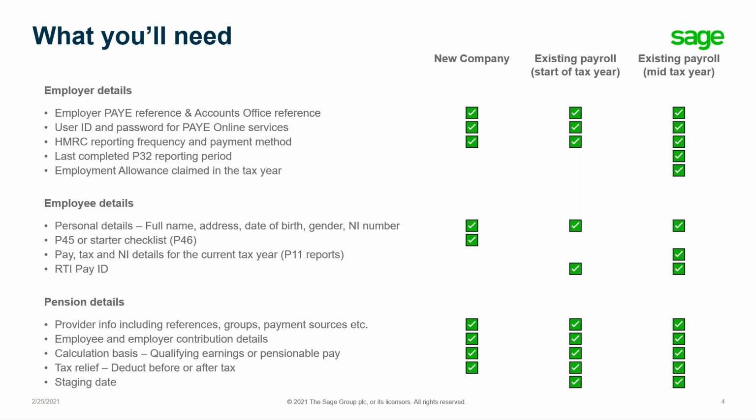And I've then listed some of the pension details. So you'll need information from your pension provider, including any references, groups or payment sources, for example. The employee and employer contribution details, which tends to be percentages, calculation basis, whether that's qualifying earnings or pensionable pay, tax relief and staging date. But we will be expanding on all of this as we go through the setup process in this webinar. And don't forget, you can download these slides if you want a copy of this checklist for yourself.